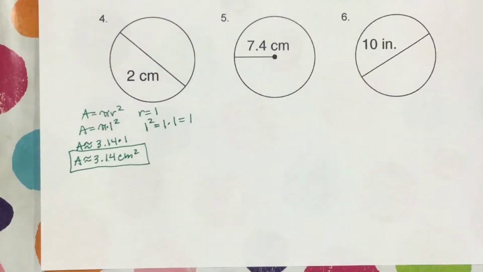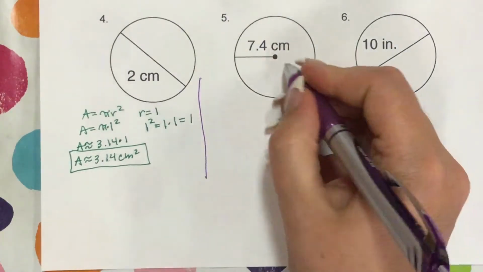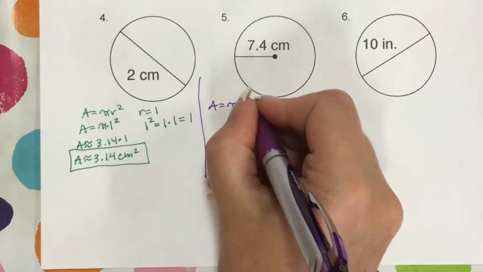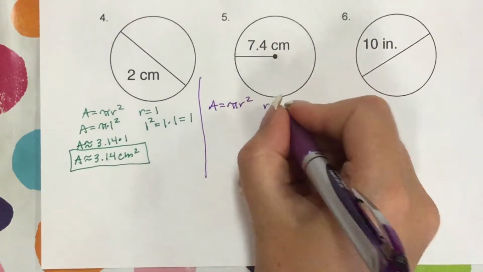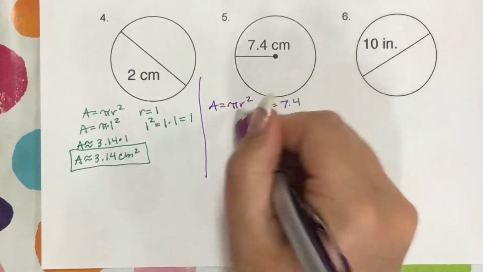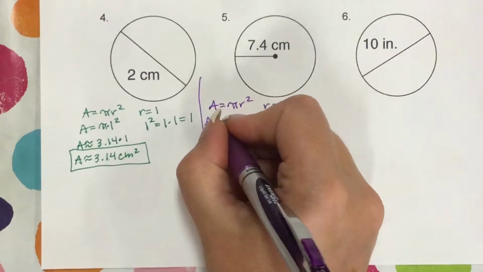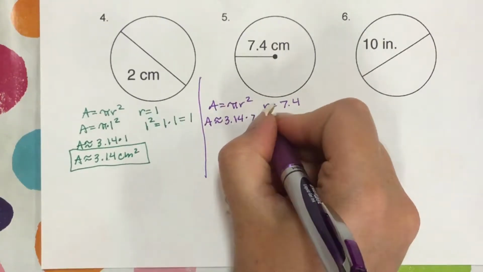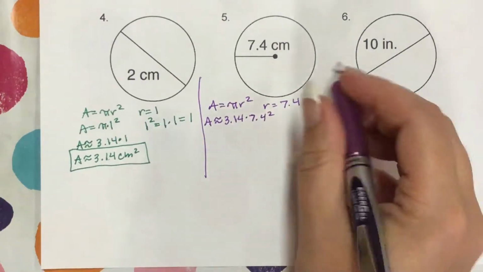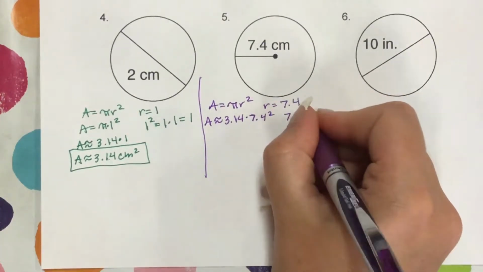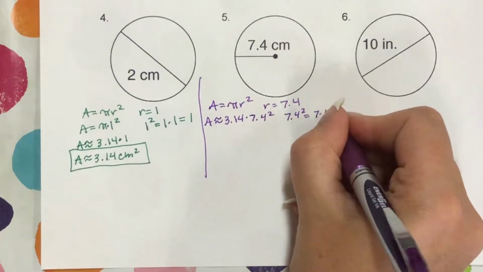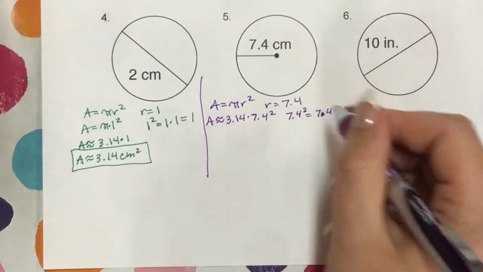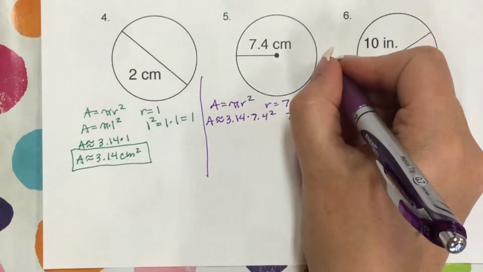Okay, on to problem 5. We're finding the area of the circle. We have to write our formula. Area equals pi r squared. This is a radius. Our radius is 7.4. We need to go ahead and substitute that in. Area is approximately 3.14 times 7.4 squared. So 7.4 squared is going to be the same thing as 7.4 times 7.4. And I don't know what that is off the top of my head, so I got to figure that out.